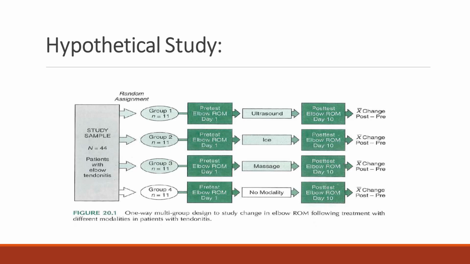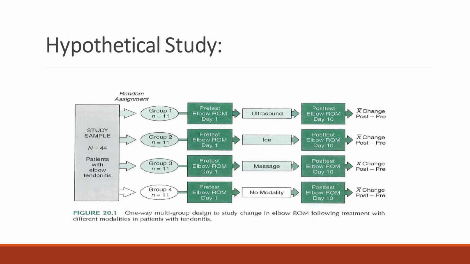Here we have a hypothetical study of the effect of using different modalities for 10 days to gain pain-free range of motion in patients with tendinitis. Through random assignment, we create four independent groups: one to get ultrasound, a second to get ice, a third to get massage, and a fourth group to serve as a control. There are 11 subjects in each group.